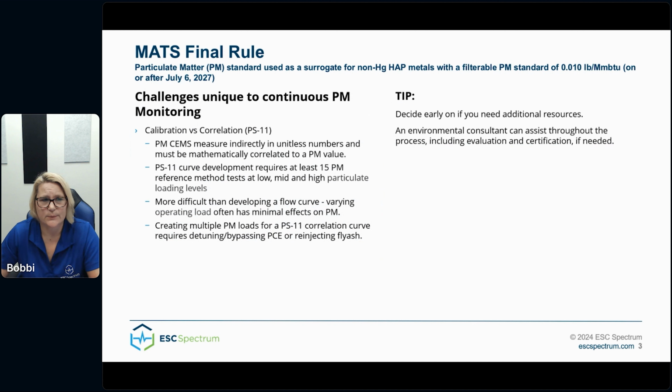Just an early tip: decide early on if you need additional resources. An environmental consultant can assist throughout the project, including evaluation and certification if needed.